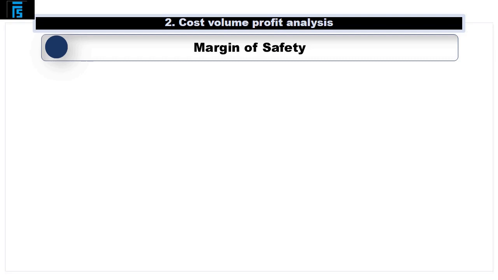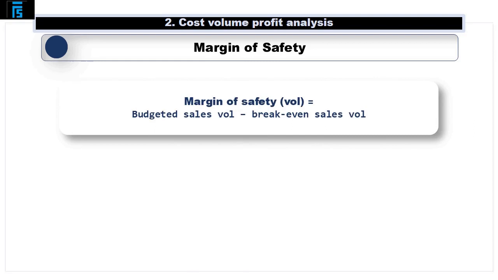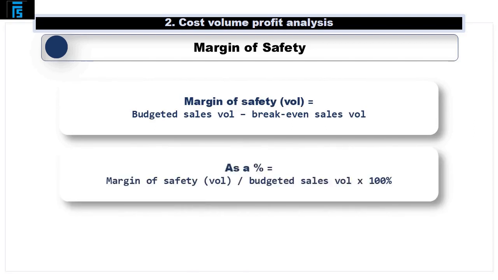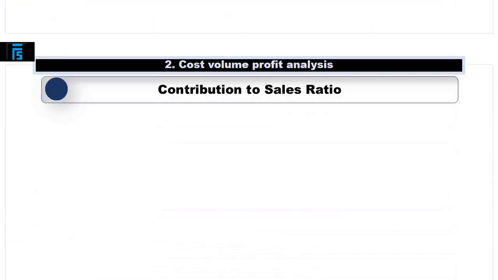We can calculate the margin of safety as an absolute figure or as a percentage. The absolute figure is, as mentioned a moment ago, budgeted sales minus the break-even sales volume. To find the margin of safety percentage, we would take this absolute figure and divide it through by the budgeted sales volume and then multiply up by 100%. The larger the margin of safety relative to the budgeted figures, the better, as this means that sales would have to drop some way before we start making a loss.